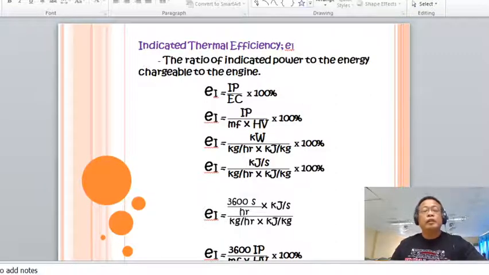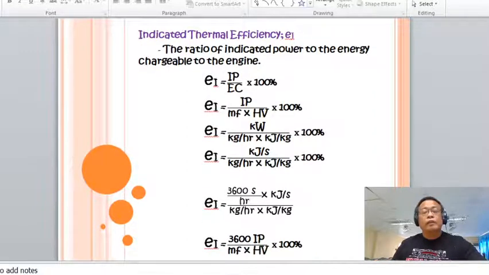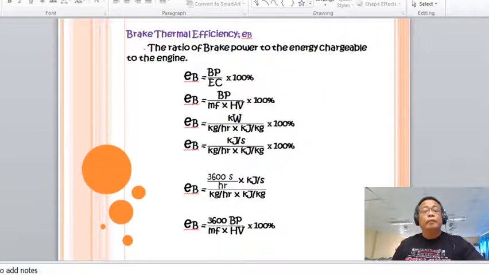Then substituting it into the equation and converting the number of seconds to hour, that is equivalent to 3,600 seconds. Therefore, the formula for thermal efficiency is equal to 3,600 multiplied by the indicated power over the energy chargeable, or MF, multiplied by the heating value of fuel.